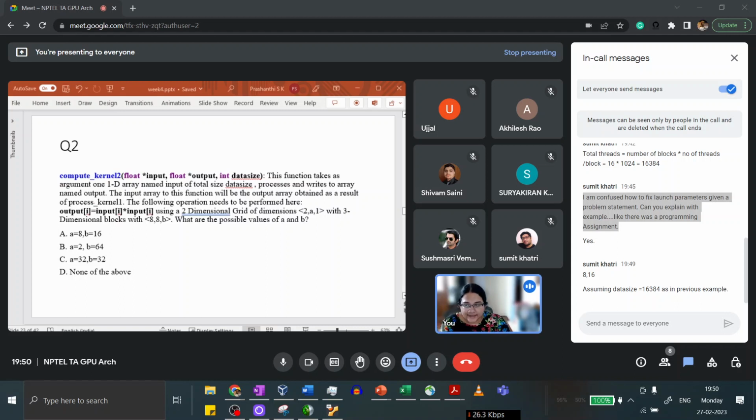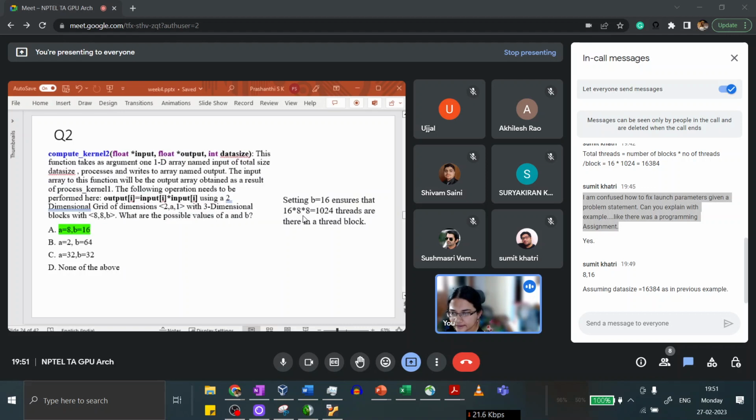Okay, let's take a look at the answer and see. So it is 8 comma 16. So let's see how we come up with this, right? So one simple way is to use a constraint of maximum number of threads per thread block. That is known to be 1024, right? That's a fixed thing. So given 8 comma 8 comma b, how first of all, how do you get the number of threads per thread block?